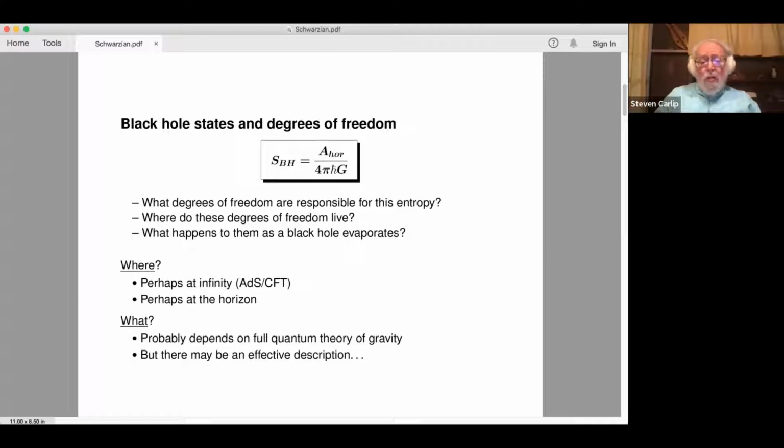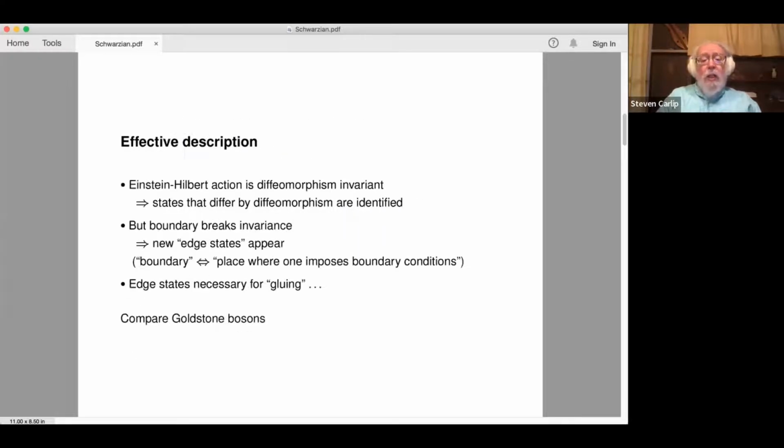As for the first question, what are these degrees of freedom? Probably a complete answer to that takes a full quantum theory of gravity. But it could still be true that we can write down effective descriptions of these degrees of freedom that give us a lot of information. Let me explain what I mean by that.